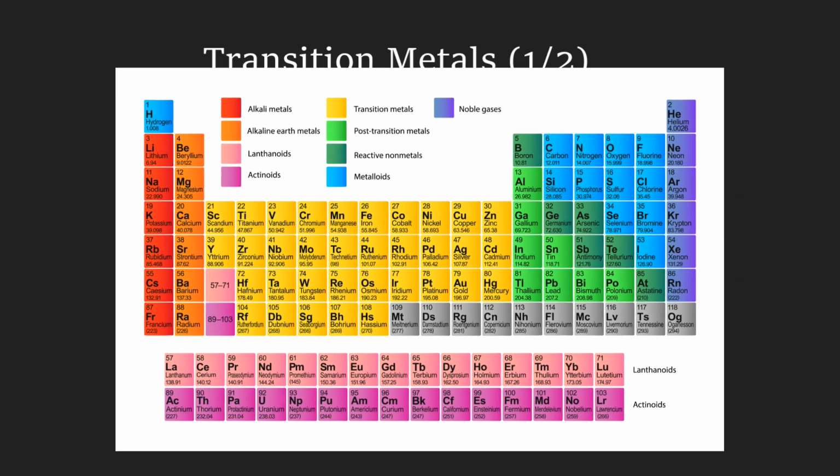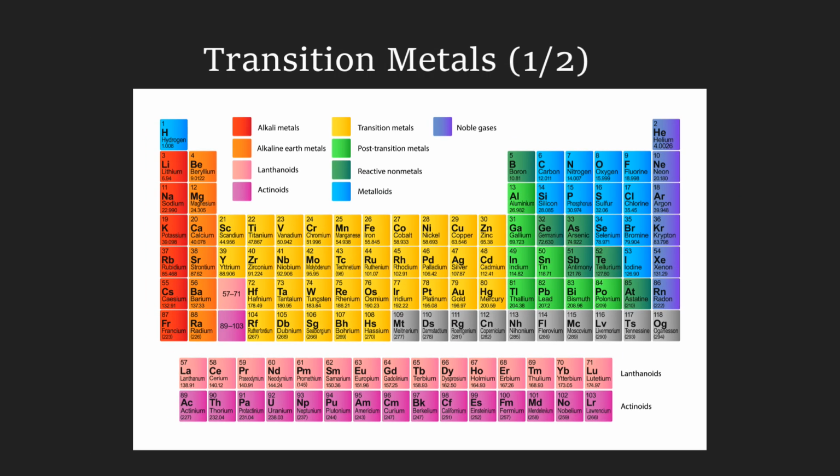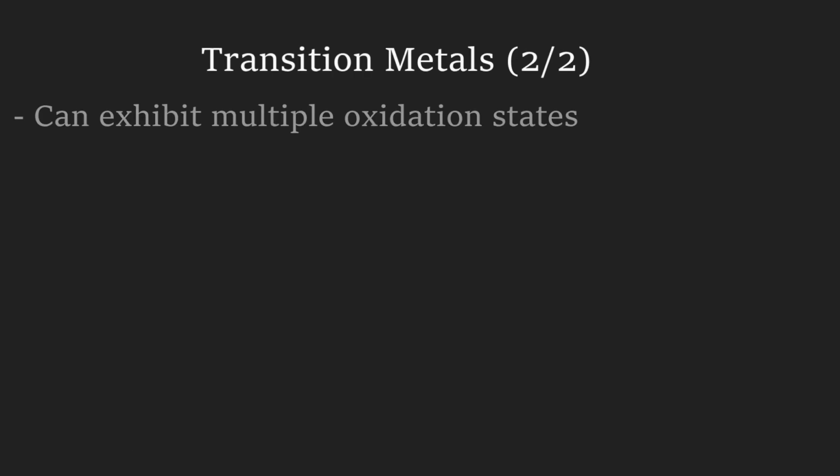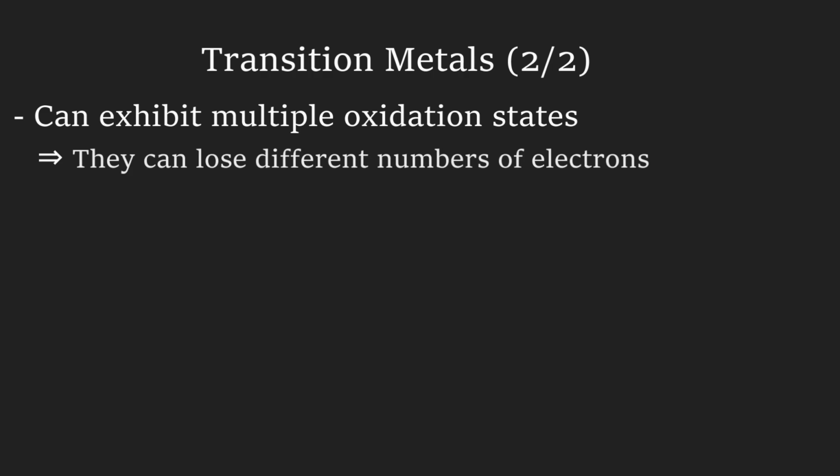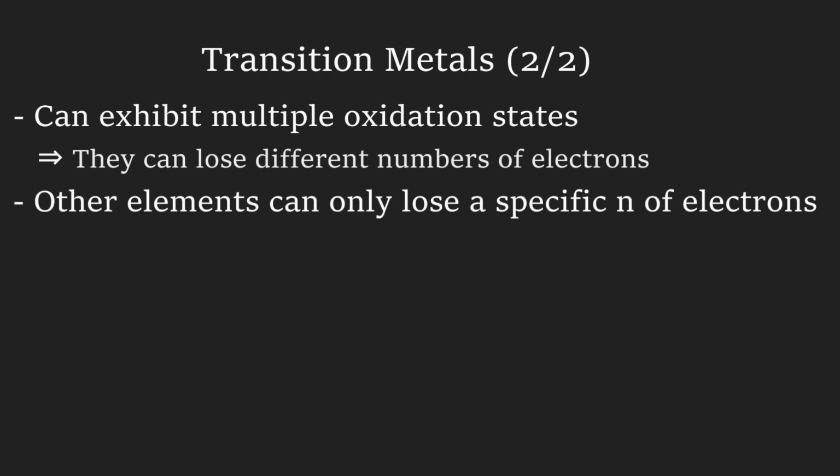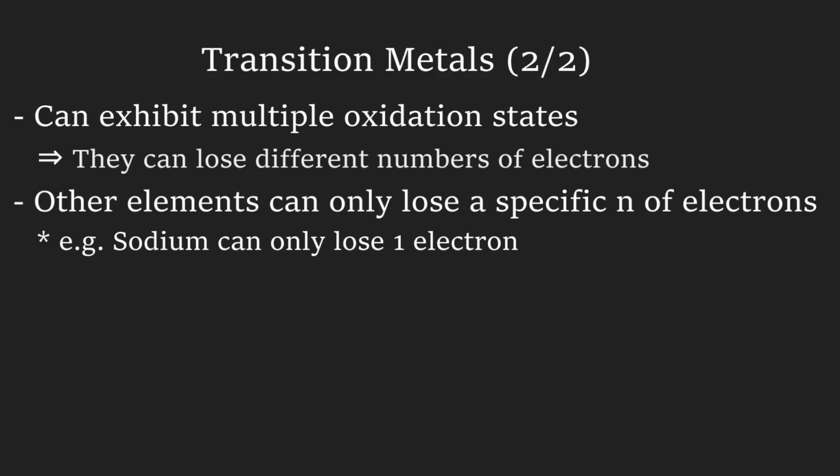What is important to understand is that transition metals differ from other elements in a way that's important for our purpose, namely, they have the ability to exhibit multiple oxidation states. What that means in simple terms is that they can lose different numbers of electrons. For other elements that are not transition metals, this is not the case. These elements can only lose one specific number of electrons. For example, sodium can only lose one electron, resulting in a sodium ion, and calcium can only lose two electrons, resulting in a calcium ion.